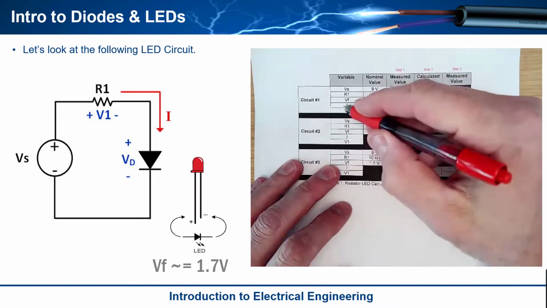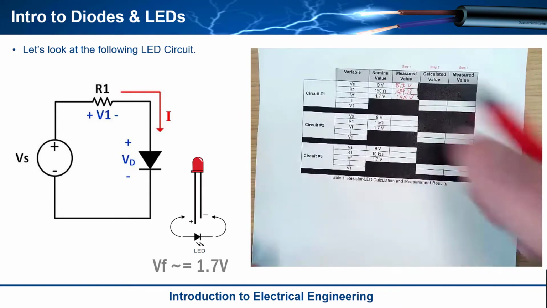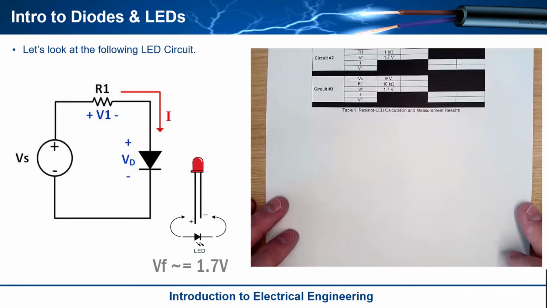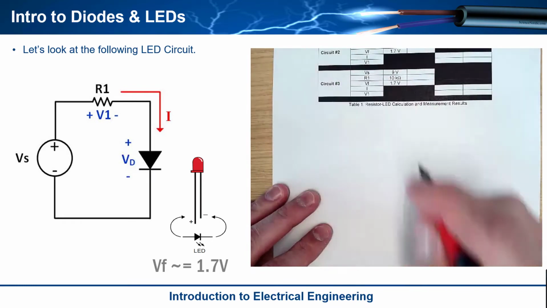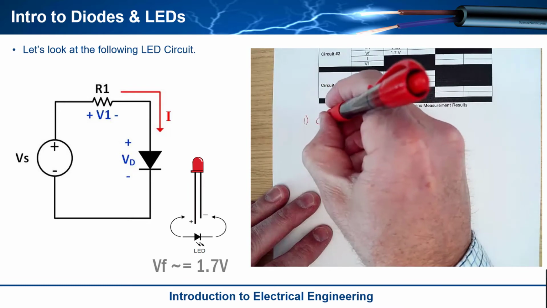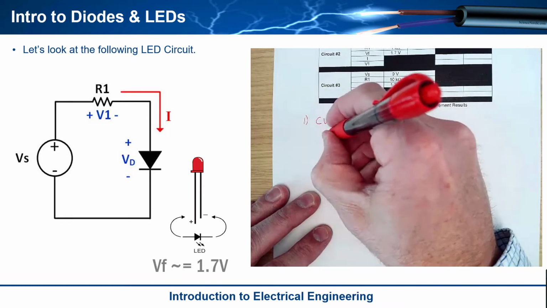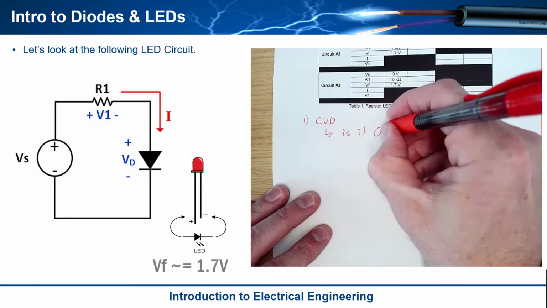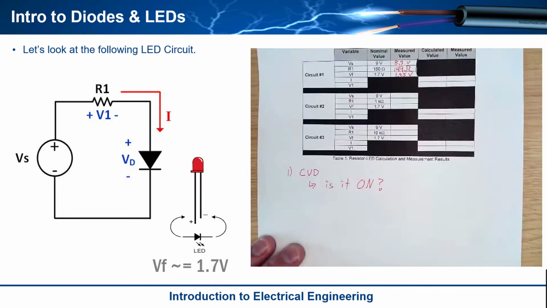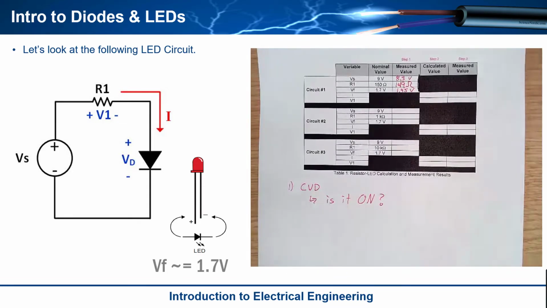How can I calculate the current and the voltage across the resistor using the constant voltage drop model? So let's think about this. The first step when you think about the constant voltage drop model is this: is it on? And the answer is yes. And you go, well, yeah, I saw it turn on.